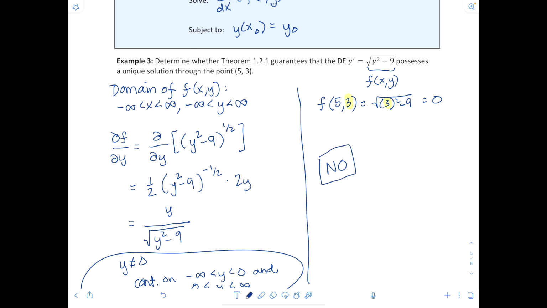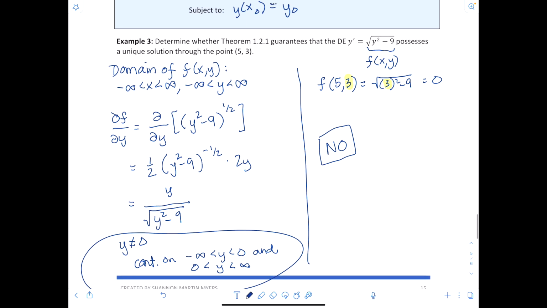The theorem will not guarantee that this differential equation possesses a unique solution through the point (5, 3). Does it mean there is no solution? No, not necessarily, but it won't necessarily be unique. It doesn't guarantee a unique solution.